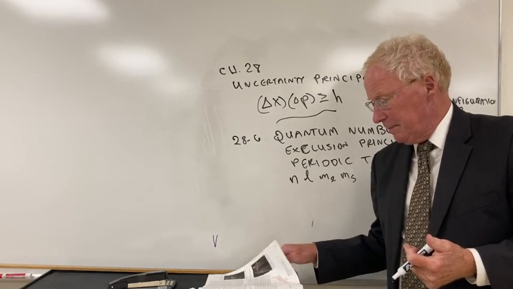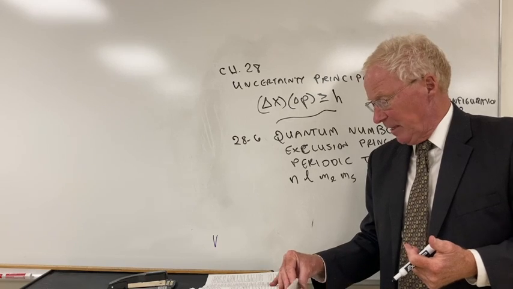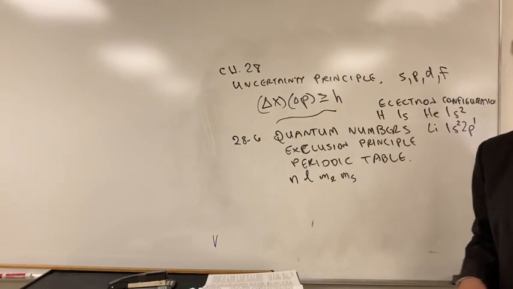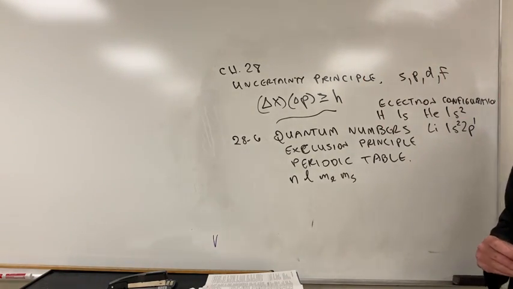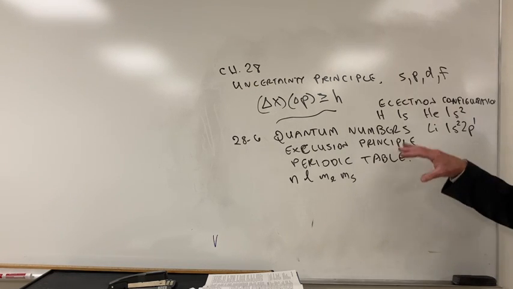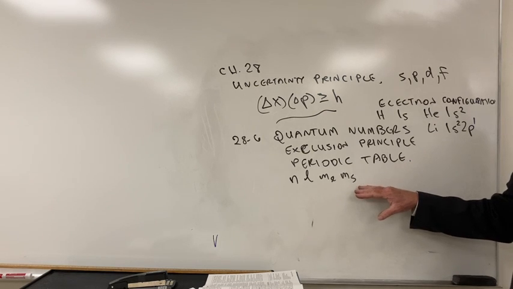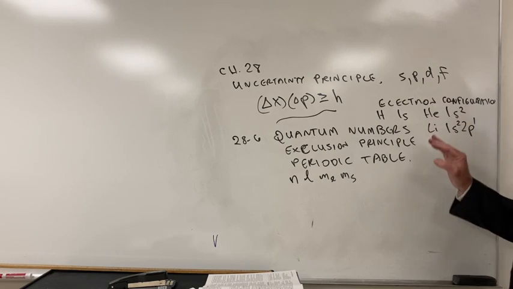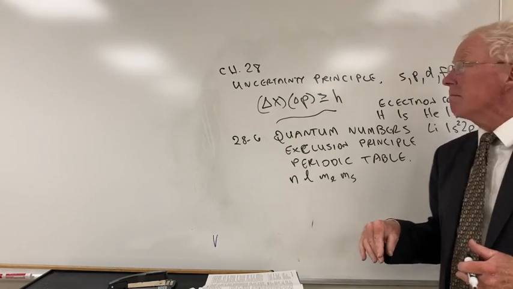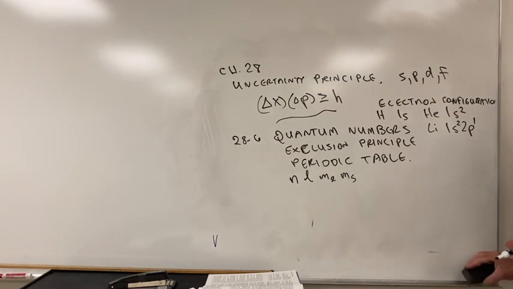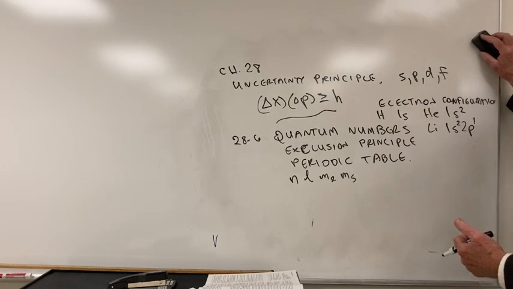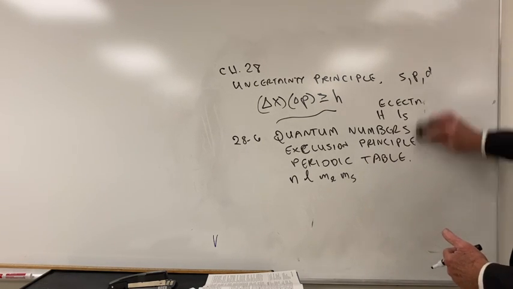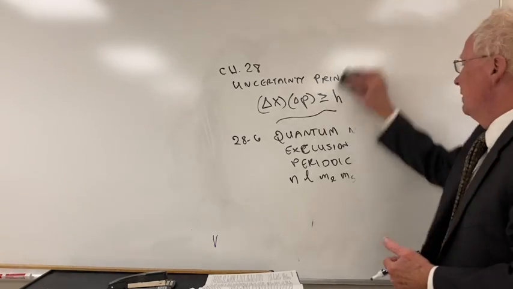And that's pretty much it for chapter 28, all right? So the main thing is quantum numbers, the periodic table, what quantum numbers are, and how this leads to the periodic table and electron configuration. Okay. So now know what those mean. All right, so that's chapter 28.